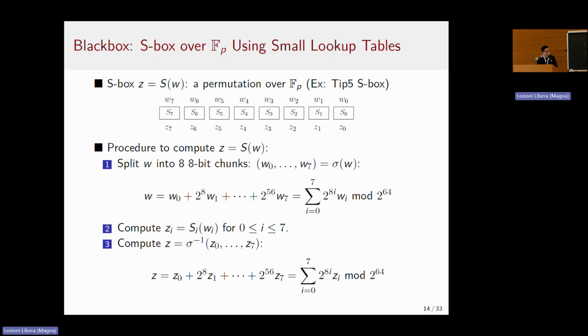So we denote the input and output of the S-box by W and Z. W and Z are both 64-bit values. To compute Z, we first decompose W as 8 bytes, W0 to W7. Then each Wi will pass through an 8-bit permutation Si to get the corresponding output Zi. Then the 8 bytes Z0 to Z7 will be composed to form Z. Then we get the output Z.